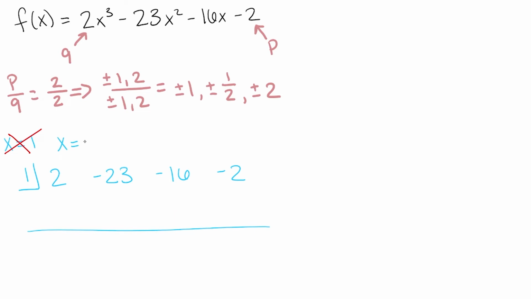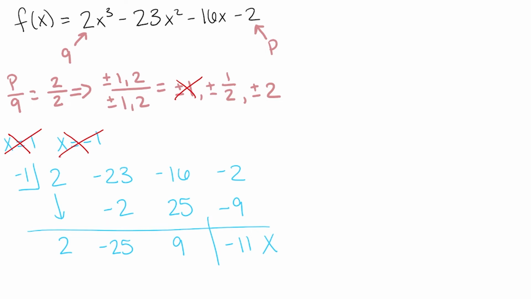Let's look at negative 1. 2 times negative 1 is negative 2. Negative 23 plus negative 2 is negative 25. Negative 25 times negative 1 is positive 25. Negative 16 plus 25 is positive 9. Negative 1 times 9 is negative 9. Negative 2 plus negative 9 is negative 11, which is not 0, so it is not a factor. And we know that neither positive nor negative 1 is a solution.